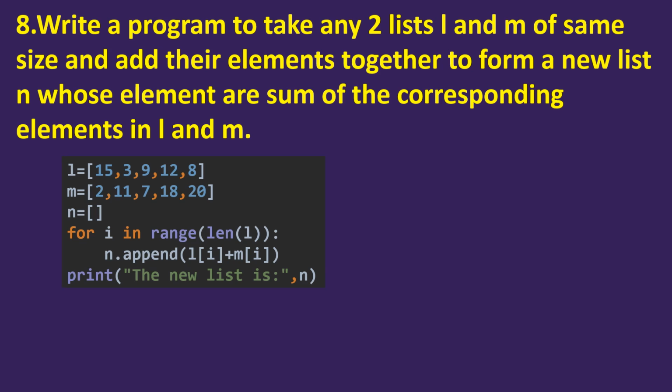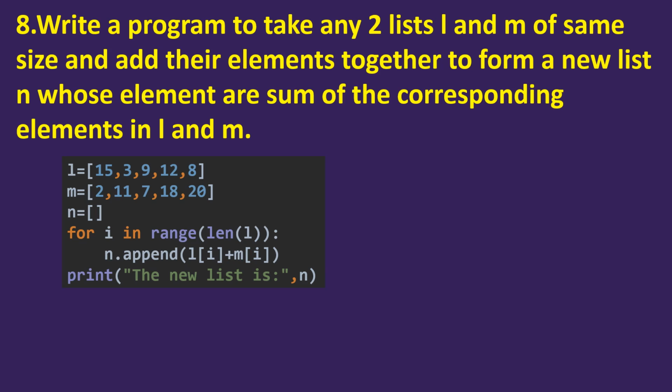Now N is the third list, which is initialized with an empty list. Now for I in range length of L, you can see here L is having 5 values. So I will range from 0 to 4. Now N dot append L of I plus M of I. L of I means the first value which is present at index number 0 of the list L, and M of I is also the first element of the list M which is at index number 0. So these two will be added and it will be appended in the list N.